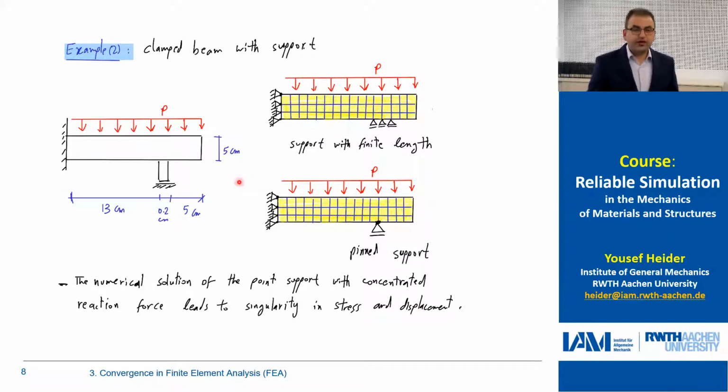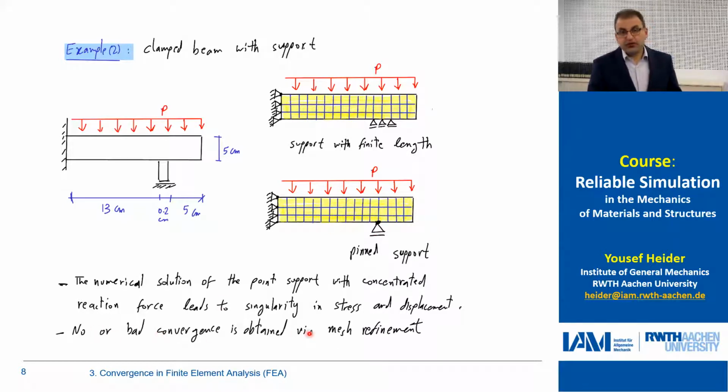Exactly the same problem as before. We would have very, very high stresses here. And this error will accumulate to the rest of the domain and will give us a bad solution. So no or bad convergence is obtained via mesh refinement. Refining the mesh will make the stresses at this point even much higher, and then maybe the whole computation will stop. It will not run. Again, this is a better model, and this is a bad model. So you should be careful about this.